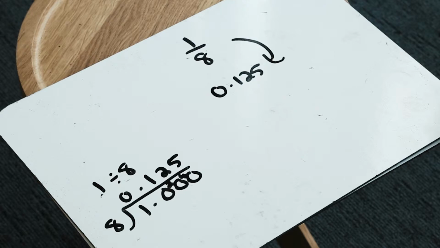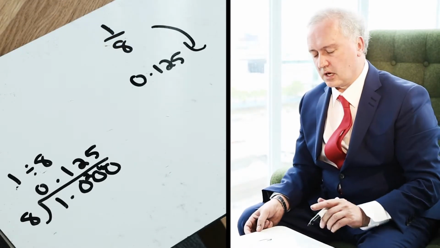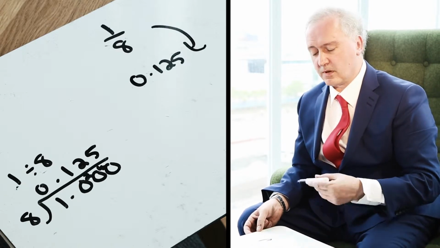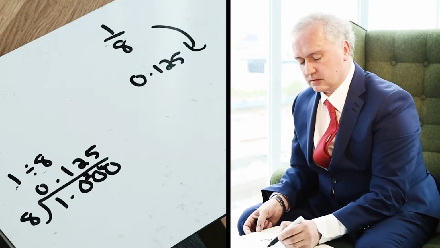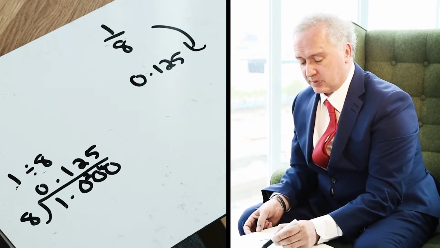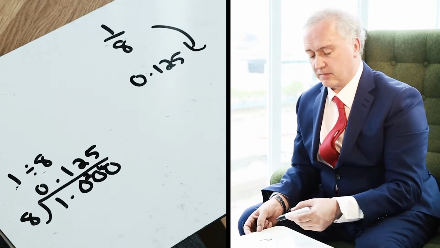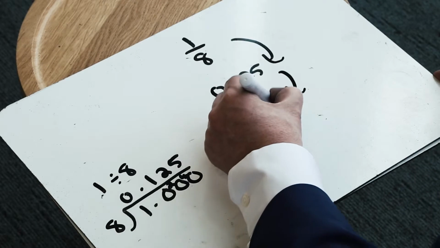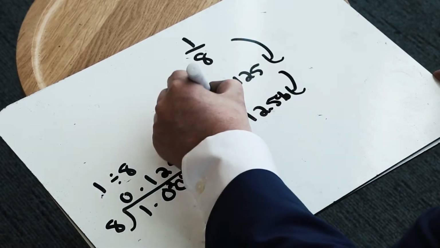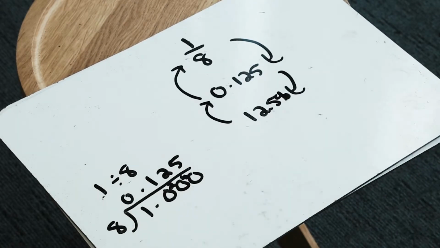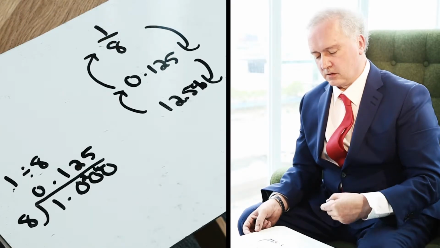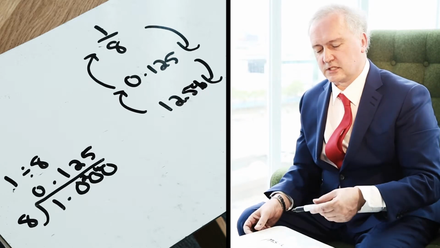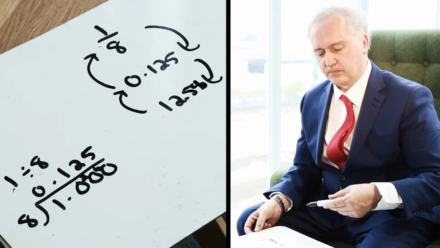And if I want to change that into a percentage, I'll just multiply 0.125 by 100. We must remember that when we're multiplying by 10, the decimal point bounces one place to the right, and if we're multiplying by 100, the decimal point bounces two places to the right. So that produces 12.5%. So I can see that 1/8 is the same as 0.125, which is the same as 12.5%.